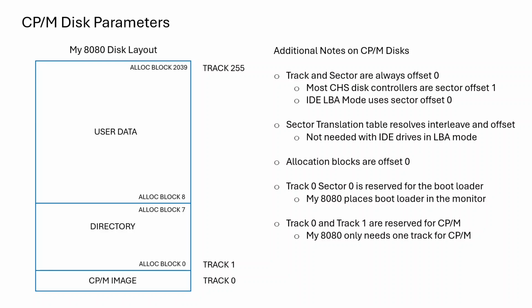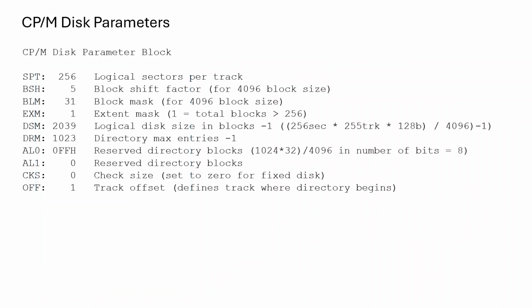Allocation blocks are offset 0. Track 0, sector 0 is reserved for the bootloader. Now my 8080, I placed the bootloader in the monitor. So my track 0, sector 0 has nothing in it. My track 0, sector 1 begins the CP/M image. When folks are tinkering with CP/M, this tends to be the place where things get hung up.